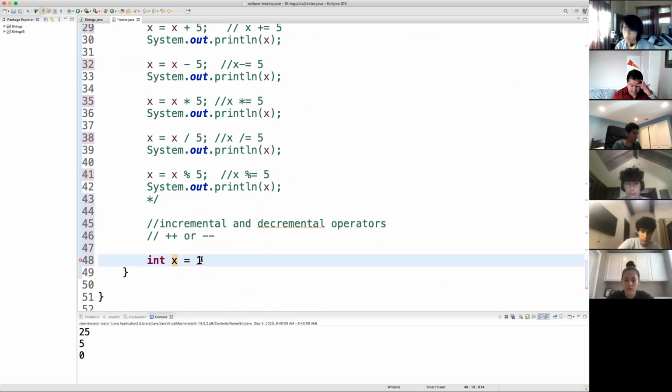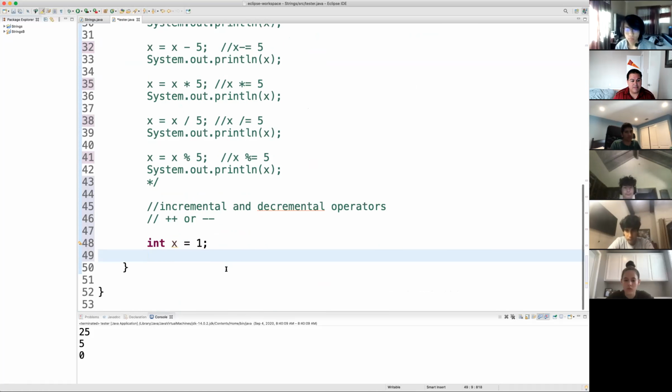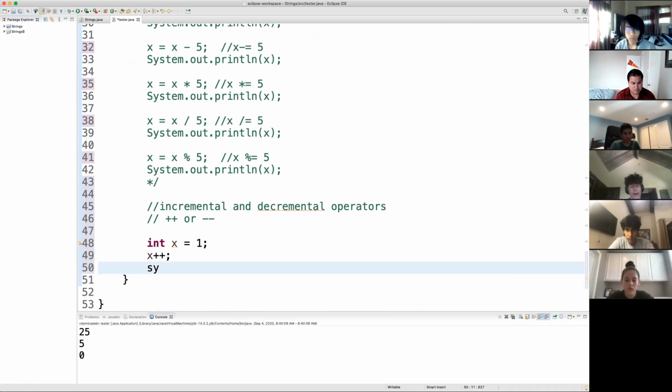All right, so int x equals 1. What I'm going to do now is I have x equals 1. I'm going to say x++. What do you think the new value of x is? 2. Again, incremental and decremental also change the value.